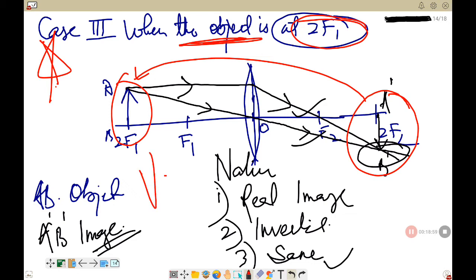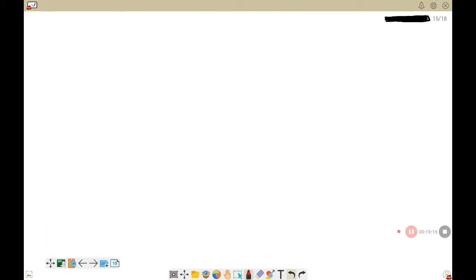Alright, so after this you learn about its uses. Where it is used? It is used in a terrestrial telescope. Understood? So important, you can mark a star on this case number 3. Alright, now let's move to case 4.